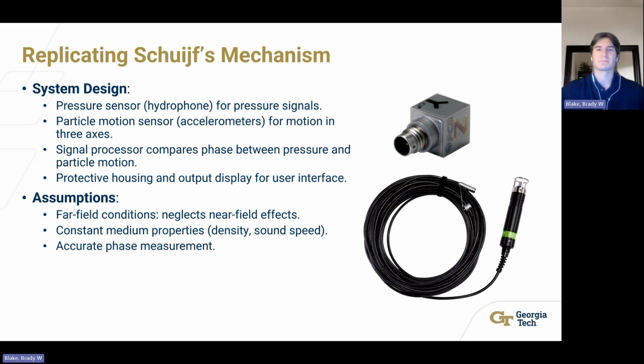To replicate the system, we would need a hydrophone for pressure signals, a particle motion sensor for motion in 3 axes, and a signal processor to compare the phase between the two so that we can determine the actual direction. We need a protective housing and some output display. It needs to be able to handle varying depths. We're assuming we're in the far field, we have constant medium properties, where density and speed of sound are not changing, and we have accurate phase measurement.